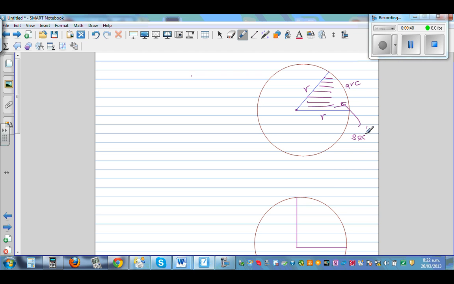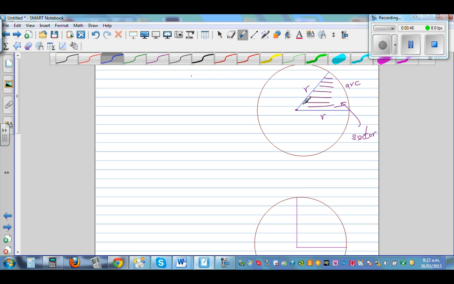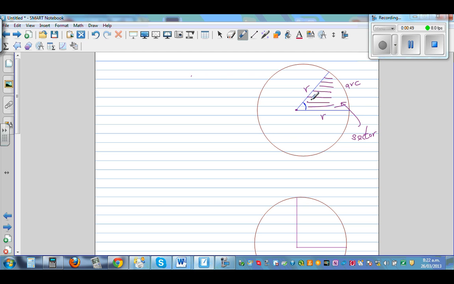So there's a neat formula for the area of a sector. If this is the angle that the sector makes at the center, so this is called the angle at the center, which is theta. This formula may be given in your formula sheet, but it's a very neat formula to understand. The area of a sector would be theta divided by 360 times the area of the circle, which is pi times radius squared. This is the area of the circle. And this is theta divided by 360. Now this is a fraction which tells you how much of the circle.